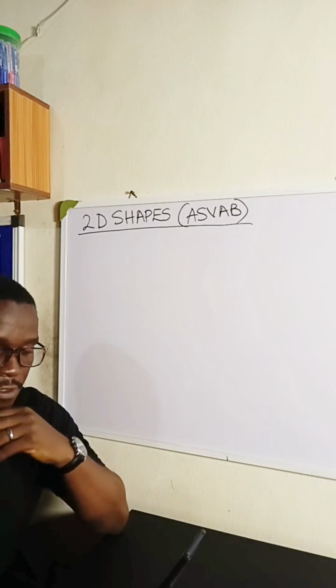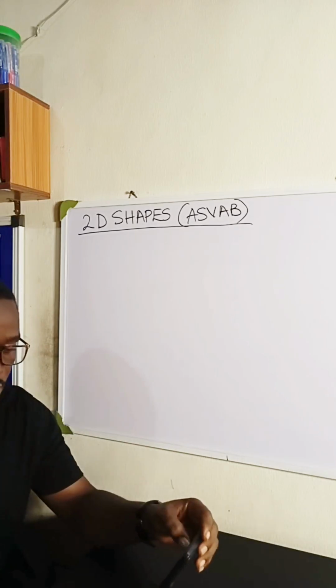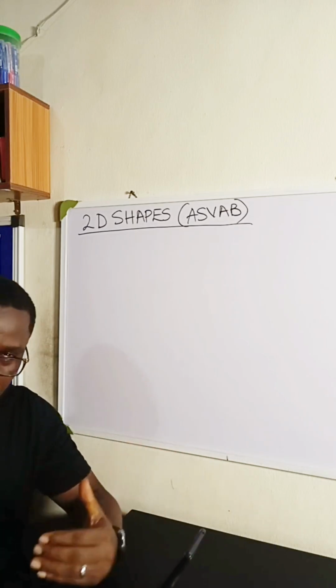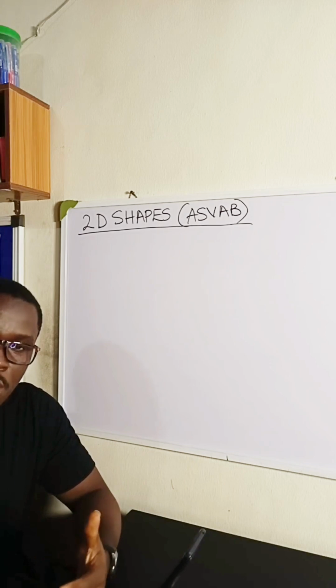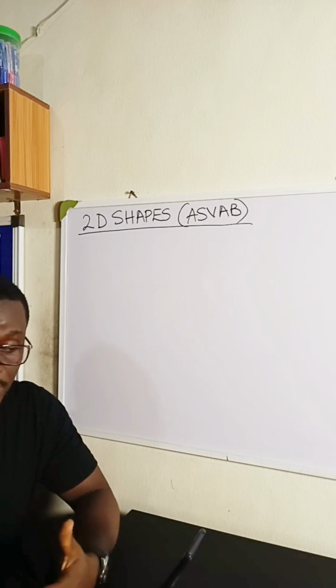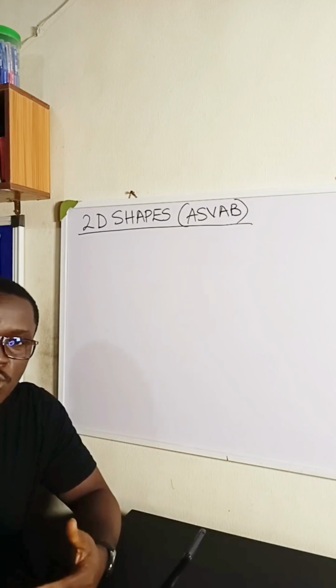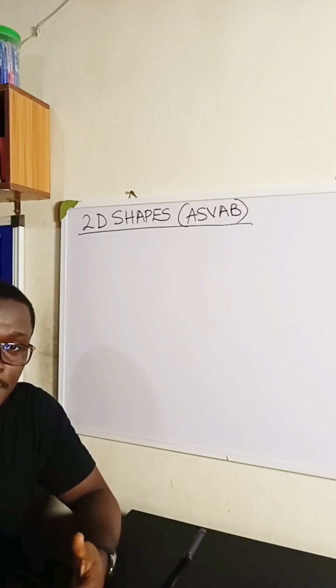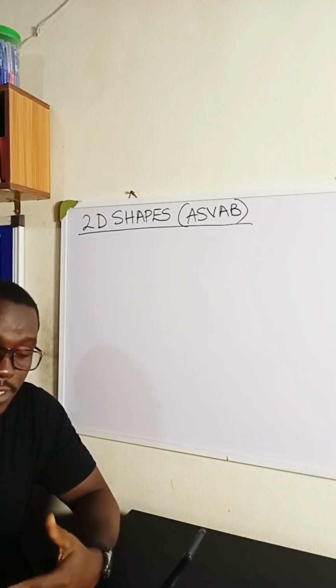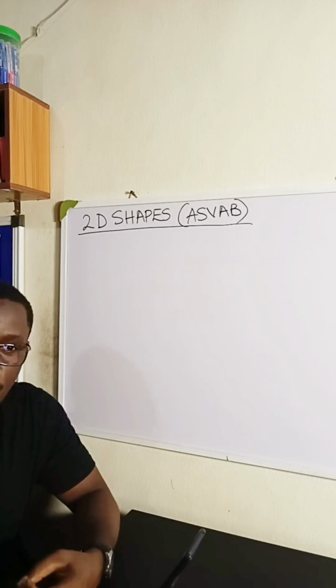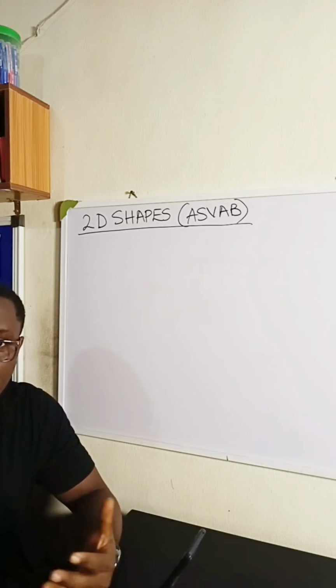So let's start. First, what is a 2D shape? We need to know what a 2D shape is. For us to solve questions on 2D shapes in the ASVAB exams, we first need to know what 2D shapes are. We need to know the different types of 2D shapes that are considered in the ASVAB exams. And then we also need to know about the area and the perimeter of 2D shapes.